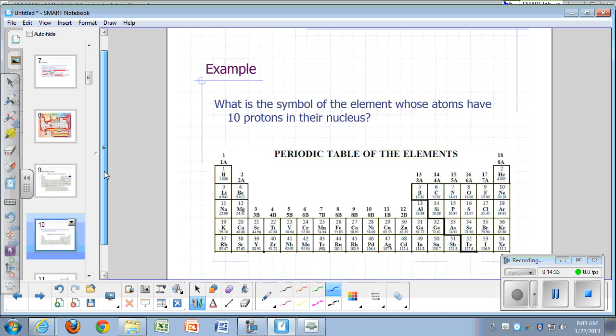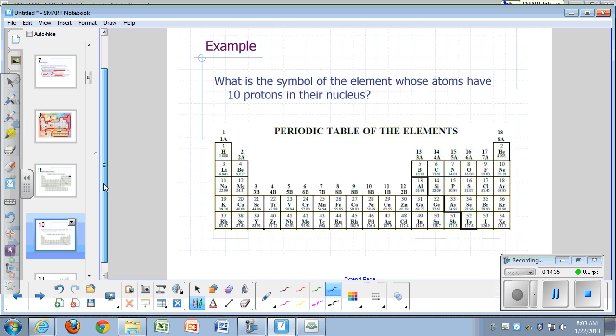All right. So remember we said that the number of protons is the atomic number. It tells you what the symbol of the element is and what type of atom it is. It's the identifying number for the atom. So let's answer this question. What's the symbol for an element whose atoms have 10 protons in their nucleus? Neon? Good. Very good. So the number 10 here, that's the atomic number. That means any atom of neon has 10 protons in its nucleus. Very good.